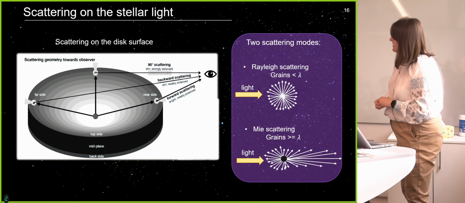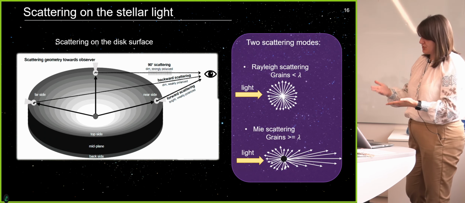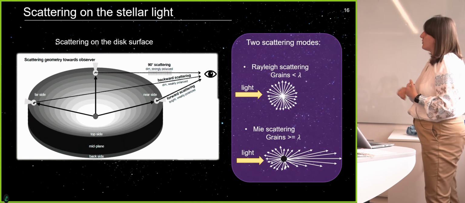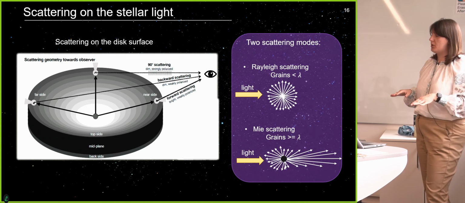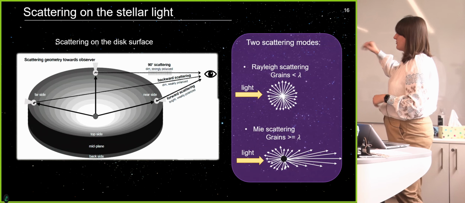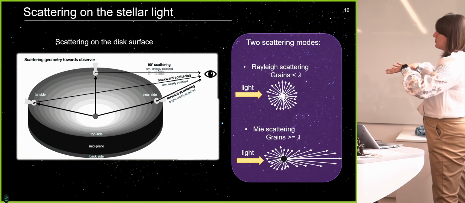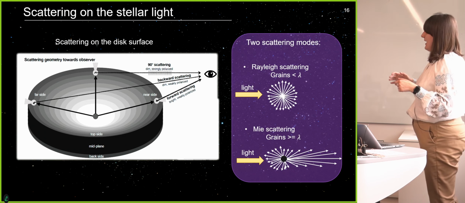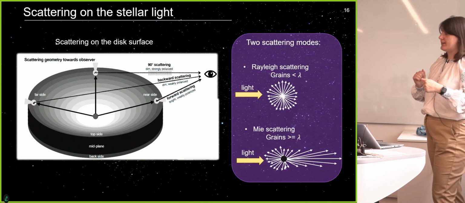Here on the left, you can see the sketch of how the scattering of the stellar light is happening on the disk surface. And in general, scattering happens in 2 modes. If the grain size is smaller than the observed wavelengths, it would be Rayleigh scattering. So the scattering would be isotropic in all directions, and the disk would look mostly uniform in brightness.